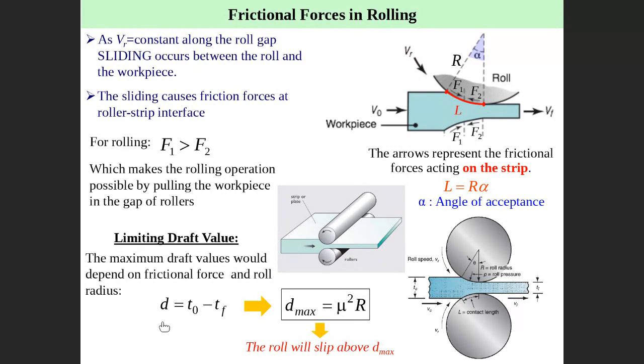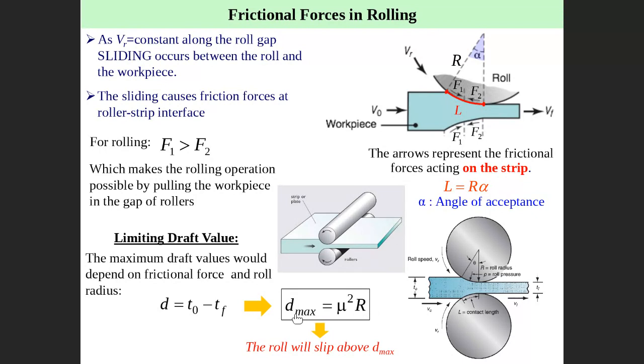Then draft equals TO minus TF. TO minus TF. This is the draft. And then the limiting draft, the maximum draft we can achieve in one cycle, equals mu square root of R. Mu is the coefficient of friction because we said that friction drives the motion. Always friction drives the motion. Friction here drives the motion.